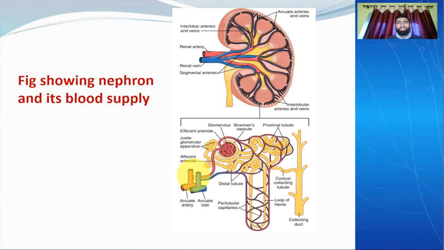The arcuate artery, here you see in the form of afferent arteriole, supplies this Bowman's capsule, and the afferent arteriole breaks down into the glomerular capillary network, and these glomerular capillaries later on unite to form efferent arterioles. Then this efferent arteriole forms the peritubular capillary network around the tubules of the nephron. The peritubular capillaries in this portion, surrounding this loop of Henle, are called vasa recta.